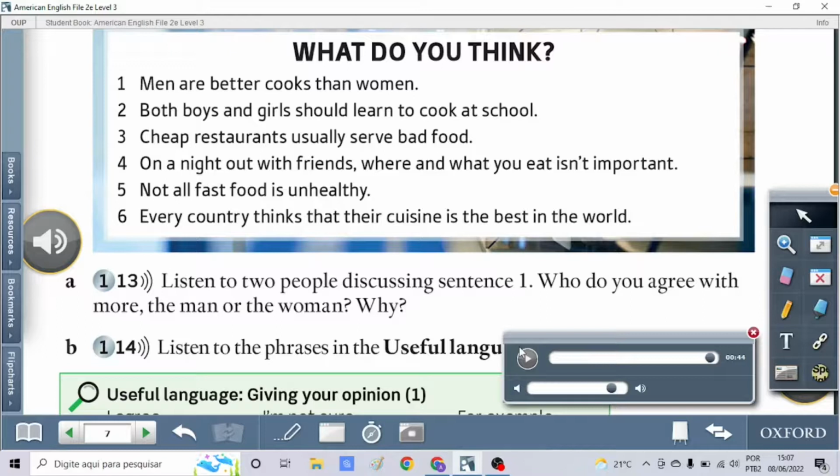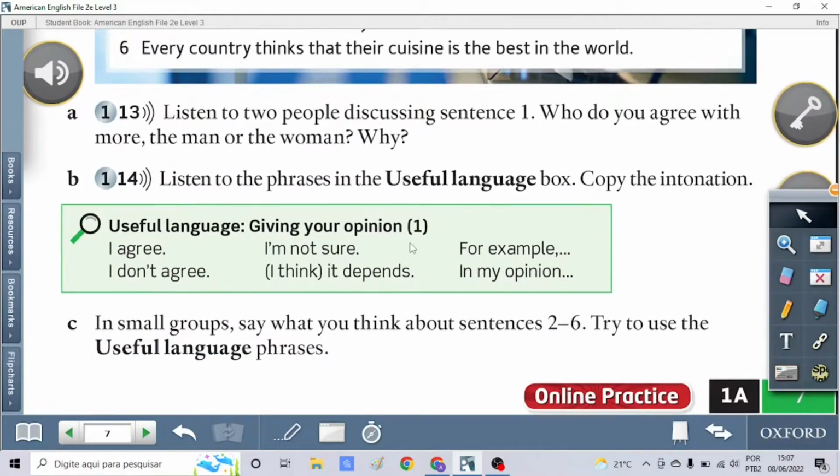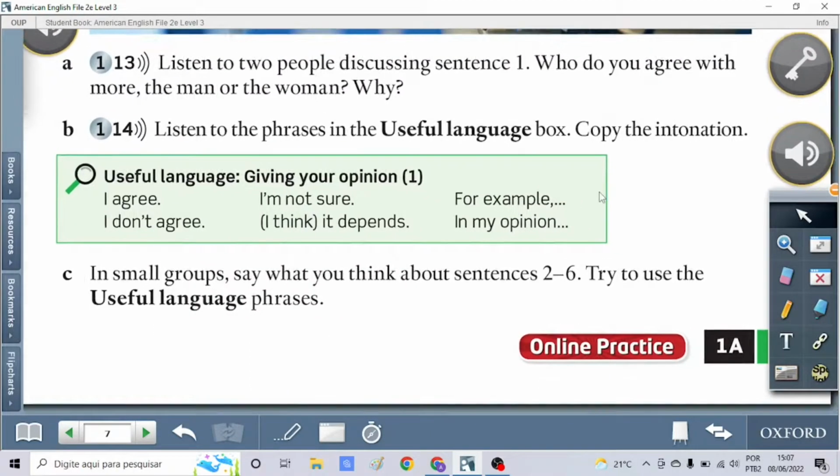Okay. So, who do you agree with more, the man or the woman? And explain why. Now, listen to the phrases in the useful language box and then copy the intonation.